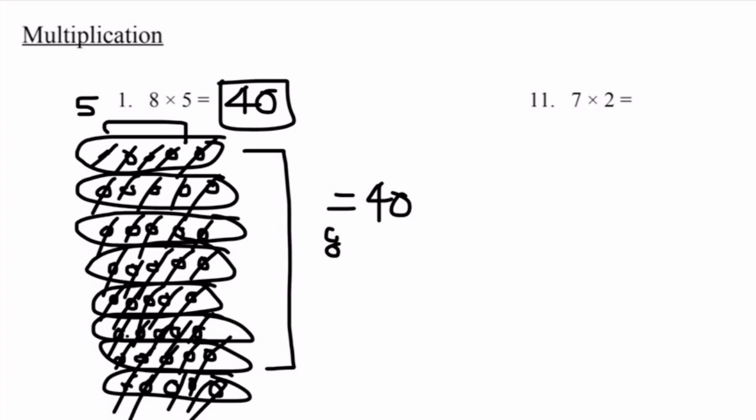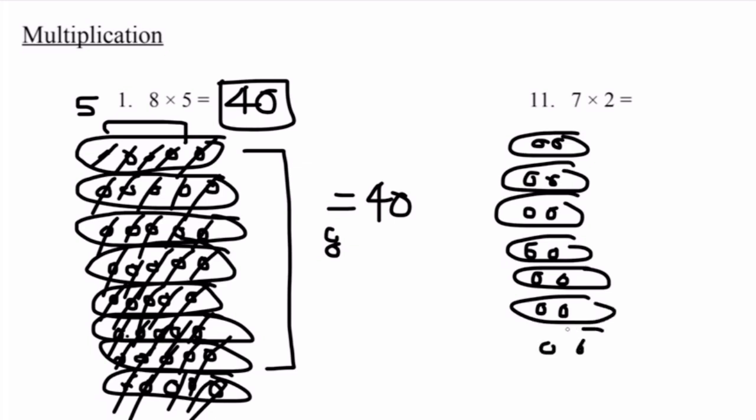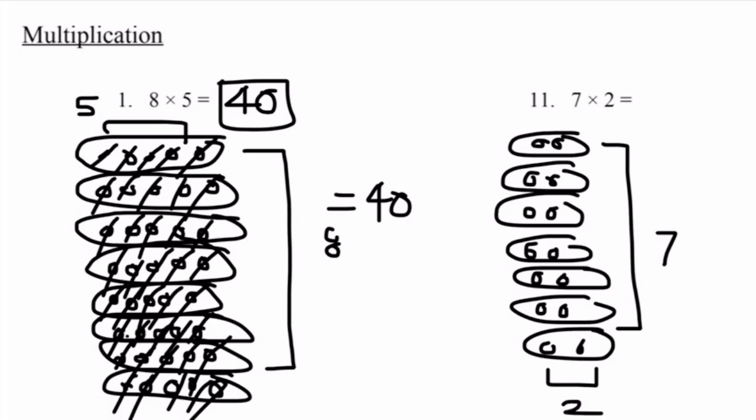Number 11, 7 times 2. 7 times 2 can also be referred to as 7 groups of 2. Let's draw it out so it's easy for us to solve. We have 7 groups of 2. 1, 2, our first group, second group, third group, fourth group, fifth group, sixth group, seventh group. We have a total of 7 groups of 2 circles.